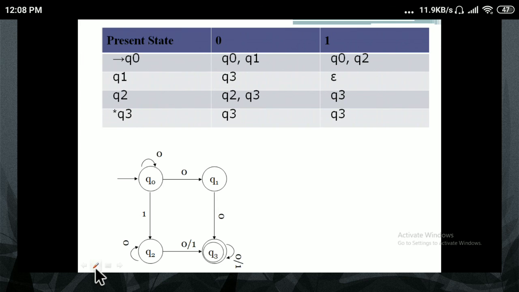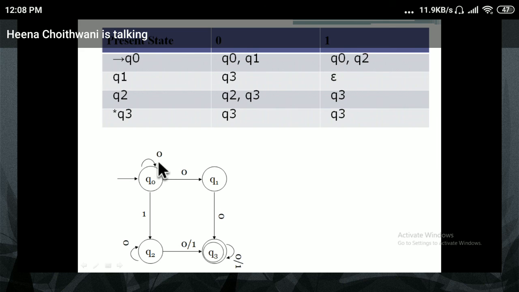Now, yes, I missed it. On Q0, we'll be having a loop for both. Yes, Harsh, here on Q0, we'll be having a loop for both, that is 0 and 1, because it's there. Okay.